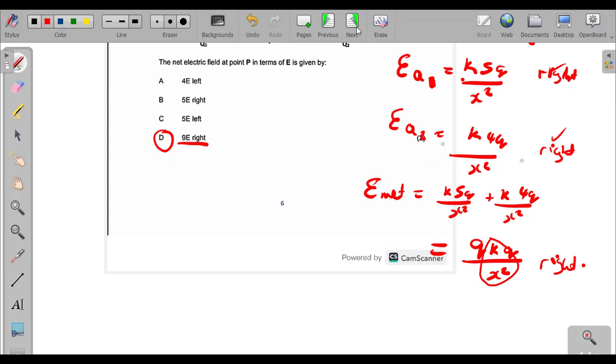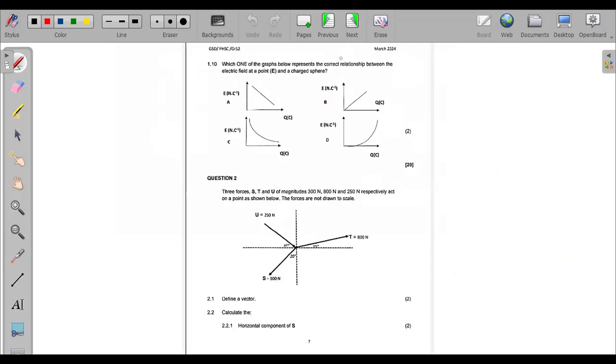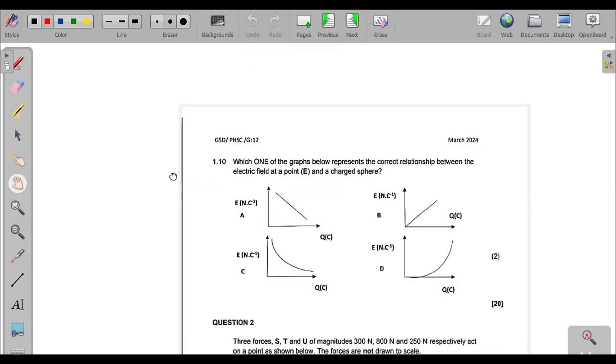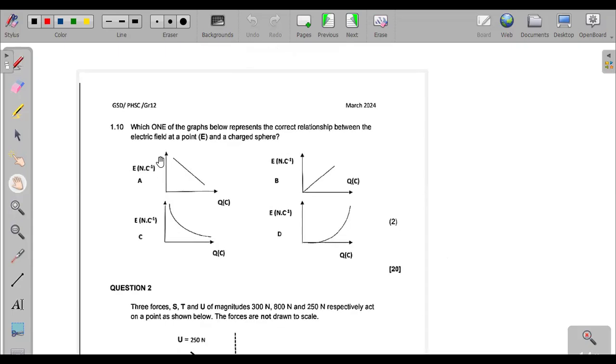Let's quickly go to 1.10. For 1.10, we are saying which one of the graphs below correctly represents the relationship between the electric field at a point and a charged sphere? Right. So we were saying E is equal to KQ over R squared. What is the relationship between E and Q? They vary directly, which means when one increases, the other is also increasing. So for 1.10, our answer is B.